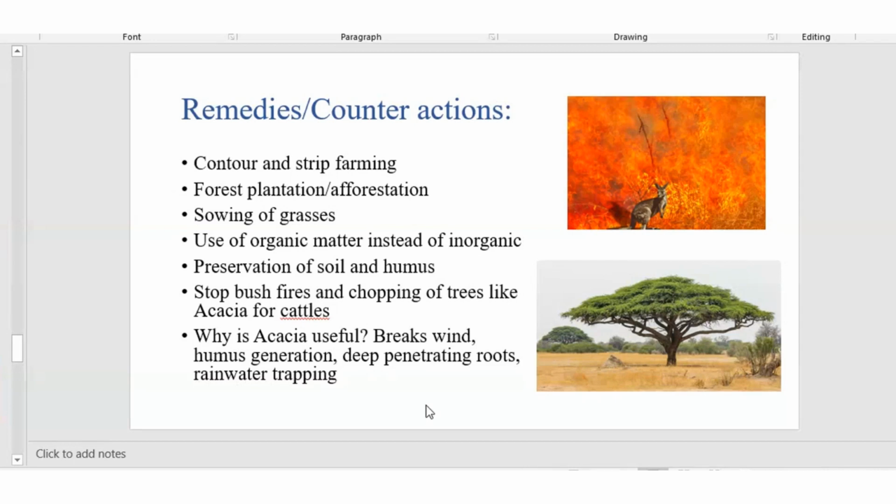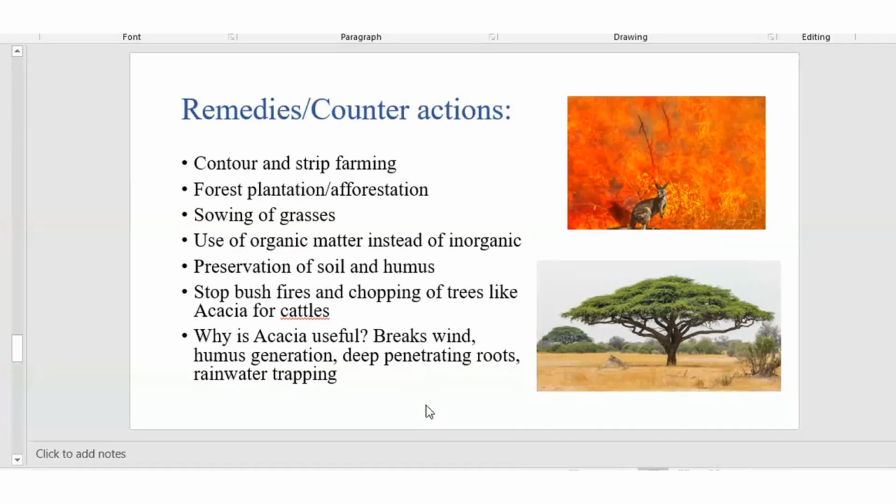Not only does it break the heavy flow or the high velocity of wind, but also its deep penetrating, widely spread roots ensure that the water holding capacity of soil is increased, and it's not lost as easily when there are events like erosion, which can be because of heavy rainfalls or fast velocity of winds. Whichever be the factor, it ensures that the uppermost, most fertile layer is not easily lost because of soil erosion. So these remedies must be taken.